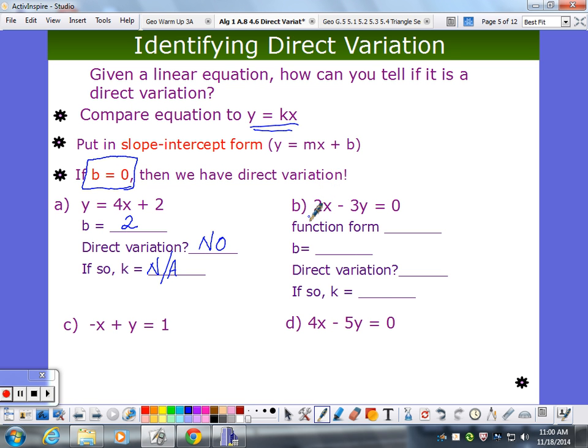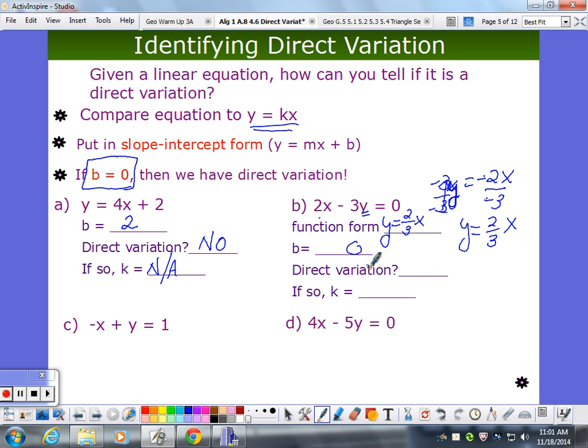How about this one now? Is it going to be a direct variation? I don't want the answer, I want you to tell me what I need to do. How do I do this? Put it in function form. How do I do that? Negative 3y equals negative 2x. And then what? Everything gets divided by negative 3. That becomes my big 1. Negative 2 over negative 3. So here we are in function form. What is the b of this one?